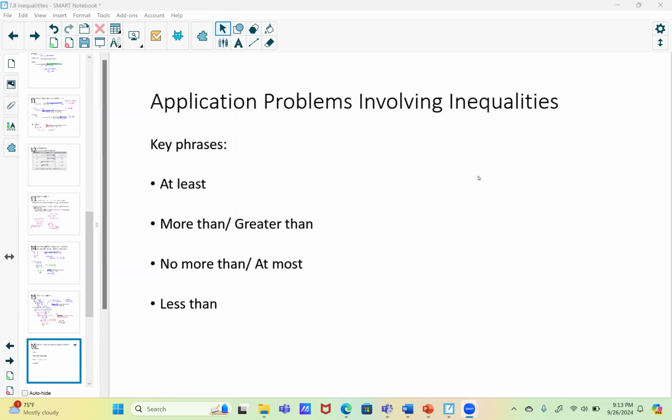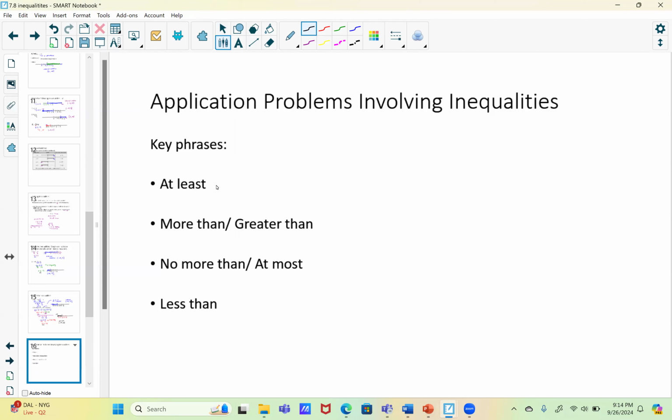Okay, so the last part of 7.8 is a few applications. For the application problems, we're going to use words like at least, more than, greater than, no more than, at most, less than. And so you have to know the symbols for these.